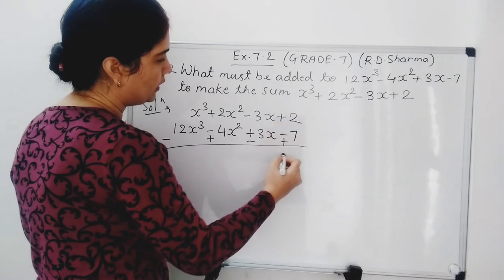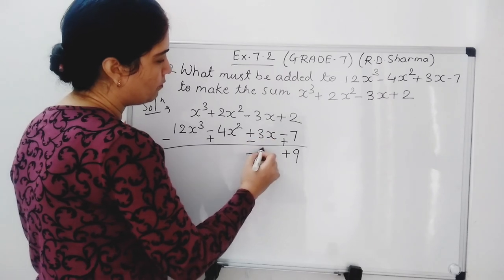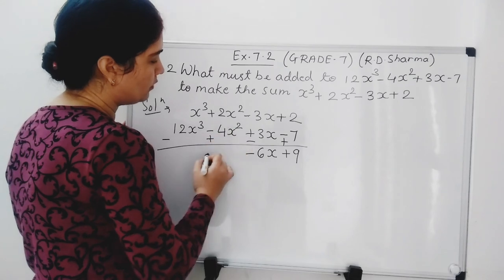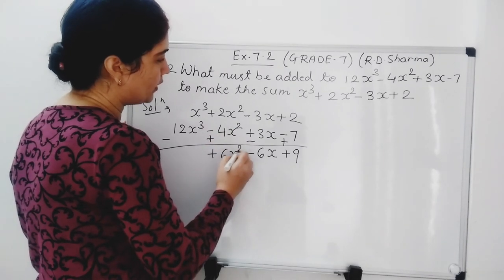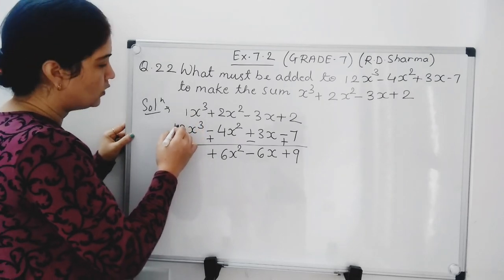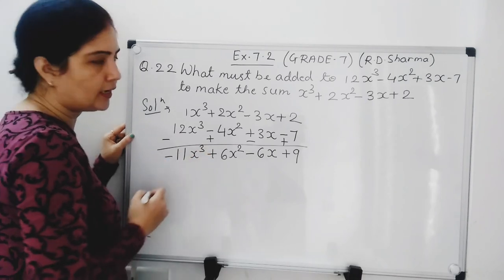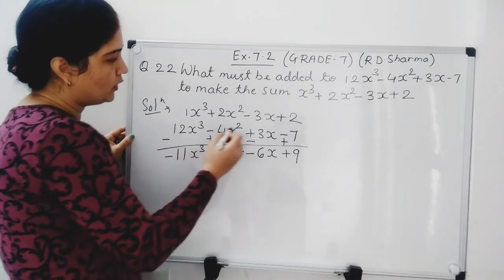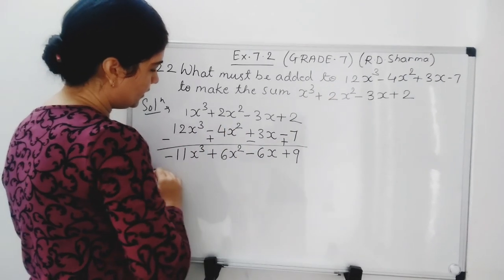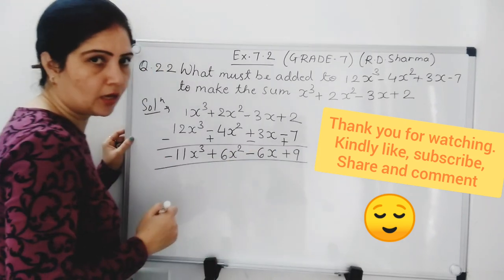Plus 2 plus 7 will give you plus 9. Then minus 3x plus 3x... minus 3x minus 3x will give you minus 6x. Here plus 2x square plus 4x square will give you plus 6x square. And here it's 1 as it is understood. So minus 12 plus 1 will give you minus 11x cube. So when you subtract the number from the sum, you get the other algebraic expression that you need to add. So this is your answer.